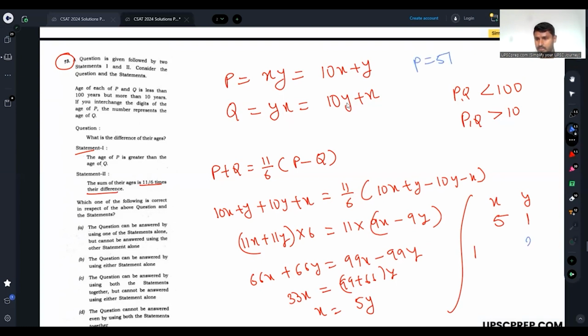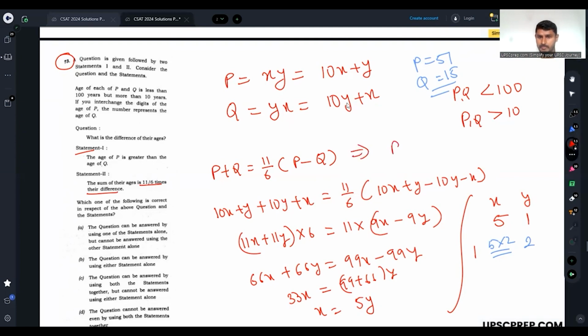Can I put y equal to 2? No, right? If I put y equal to 2, then x will become 10, so it will not be a single digit number. So P is equal to 51. So Q is equal to what? It will be 15, right? So this will be the only possible solution, 15 and 51.